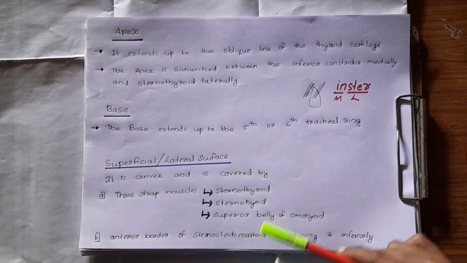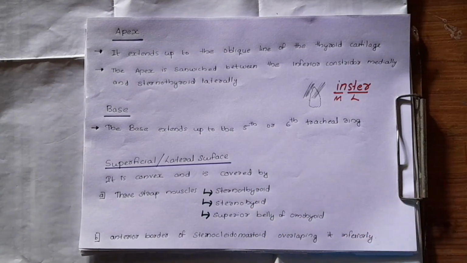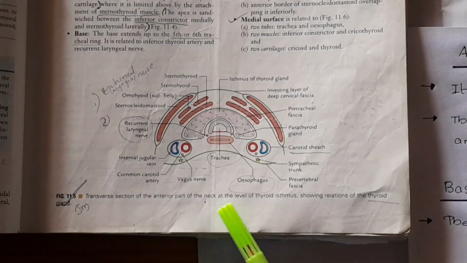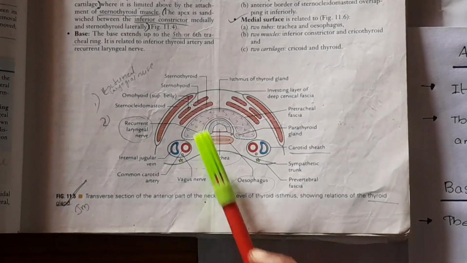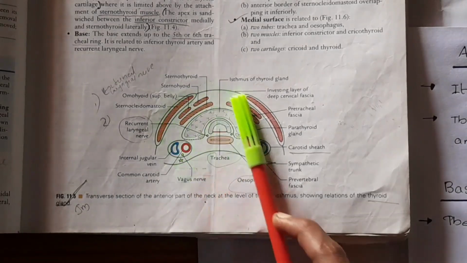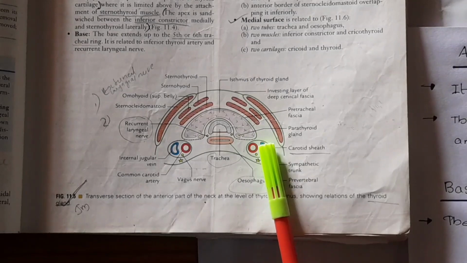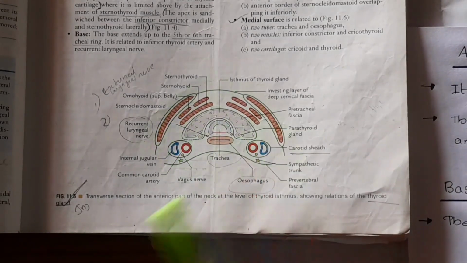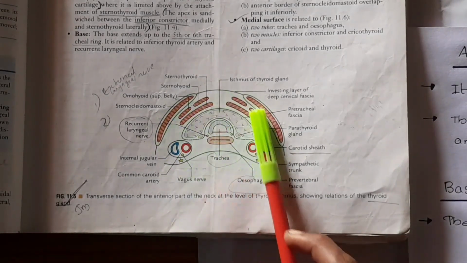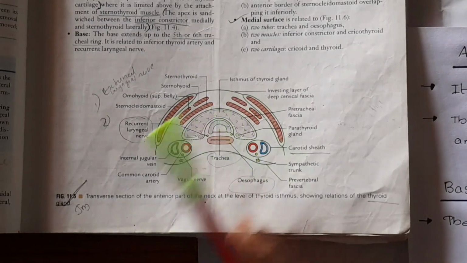This can be understood with the help of another diagram. Okay, this is the diagram. This is the superficial surface. It is convex in shape, and it is covered by 3 strap muscles.